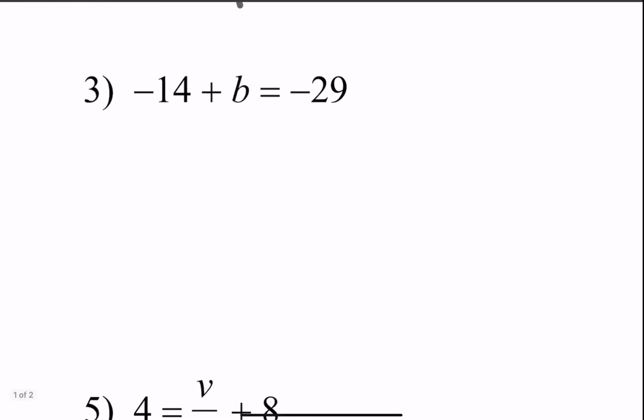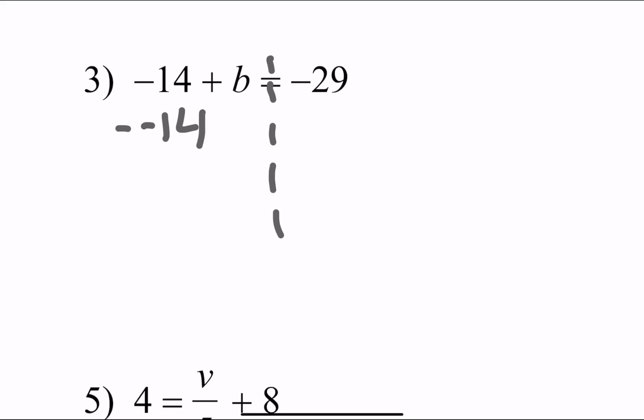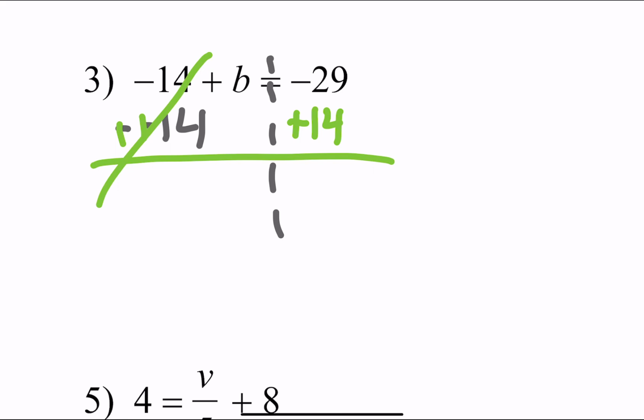Looking at number 3 here, we have negative 14 plus b equals negative 29. This negative 14 is the only thing on the same side as my b, and it's being added. So we're going to minus this negative 14. But what happens when we see two negatives next to each other like this is they become positive. So really we are adding 14 on both sides. Negative 14 and a positive 14 cancel out. We're left with b. Negative 29 plus 14 is negative 15.